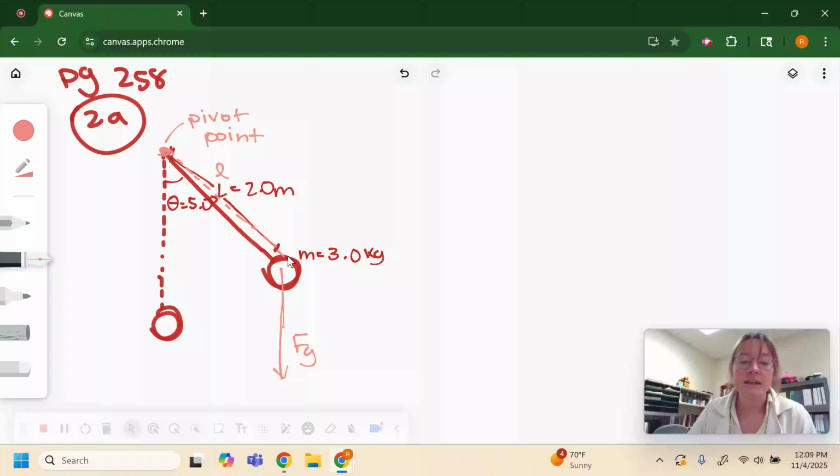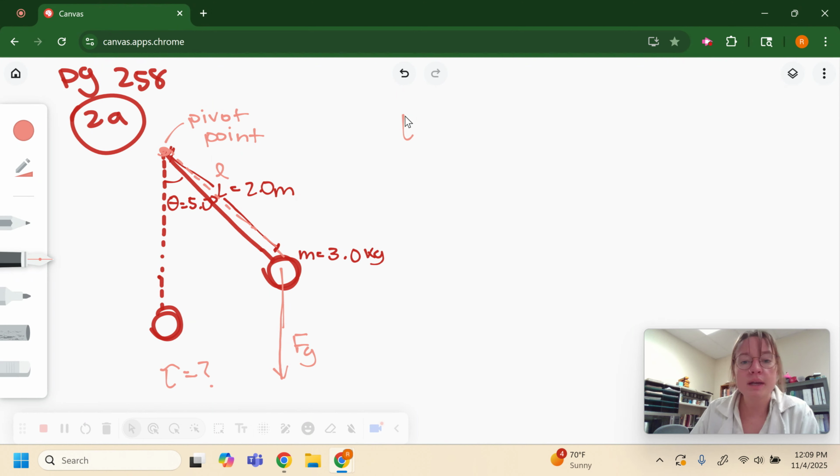Now, here's the thing. We need to calculate the torque. Let me write that as my unknown. I am looking for the torque created by gravity. And it does just ask for the magnitude of the torque, so we don't need a vector hat on here. We can just write it as torque without a vector hat.